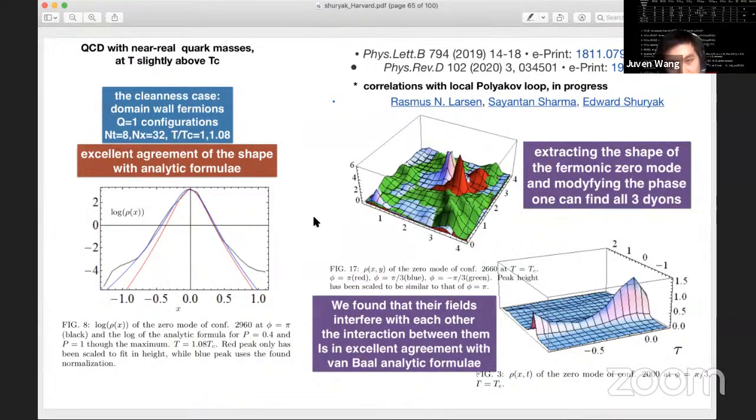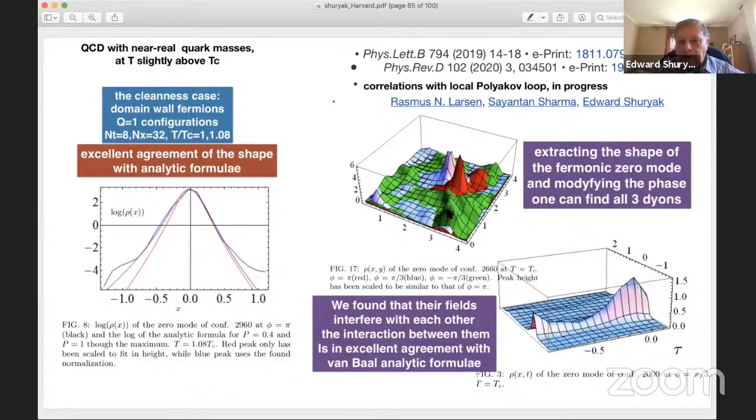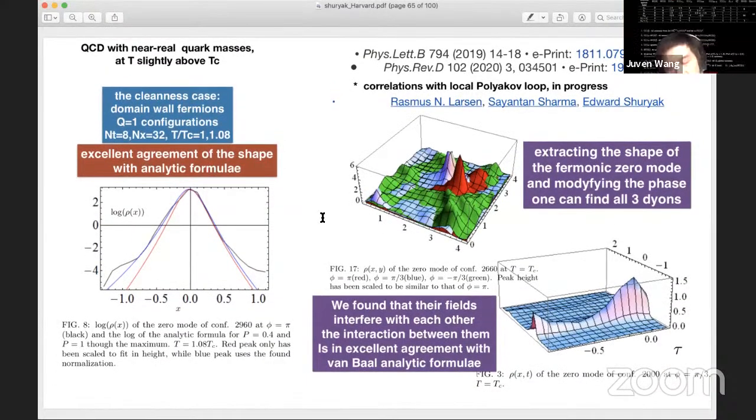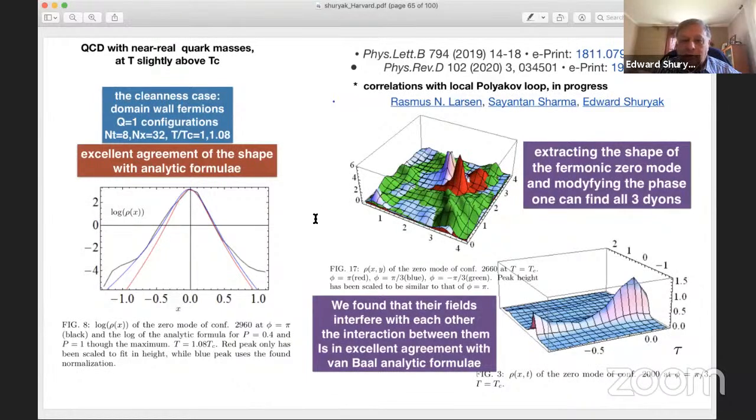And they are spatially separated? Sometimes they're separated, sometimes they're on top of each other. Even if they're on top of each other, we have this solution from Pierre van Baal, which describes their shape. If all three are completely on top of each other, it is basically the original instanton. If all three are at the same location, the shape and everything together is the old instanton. But they can be not at the same location, because they're only connected by a Dirac string, which has no tension, and can be arbitrarily separated.